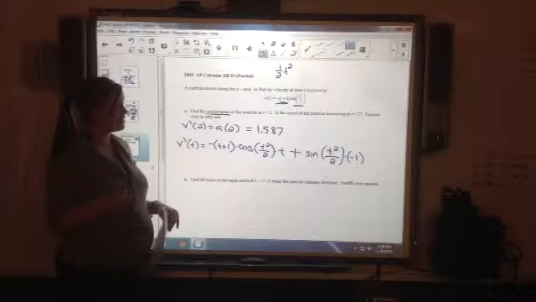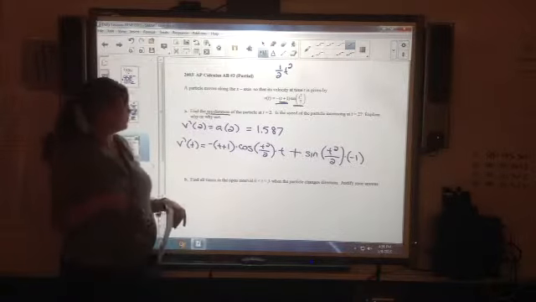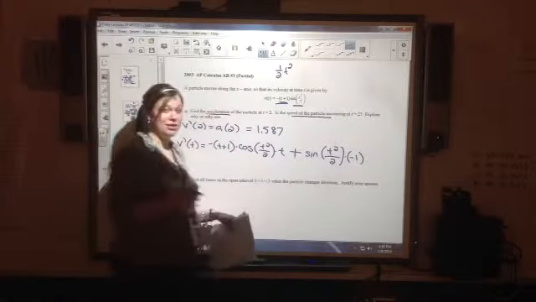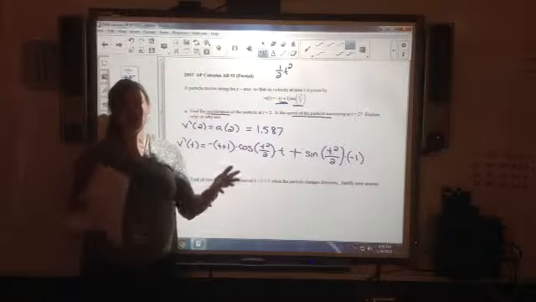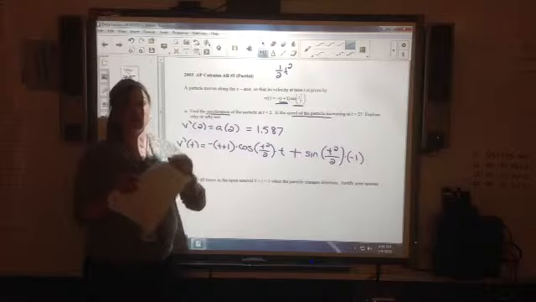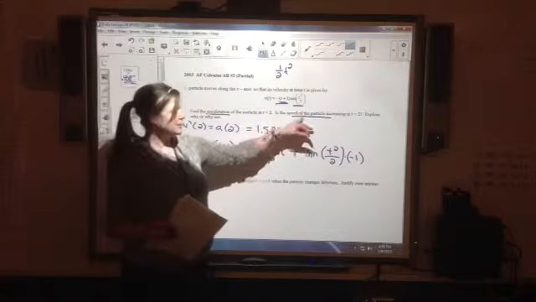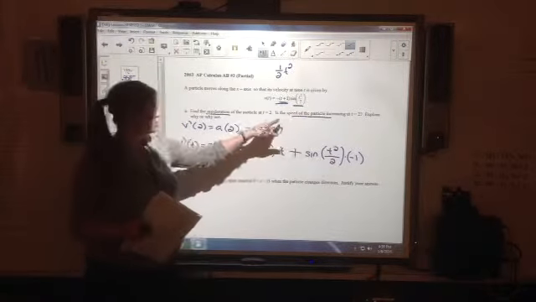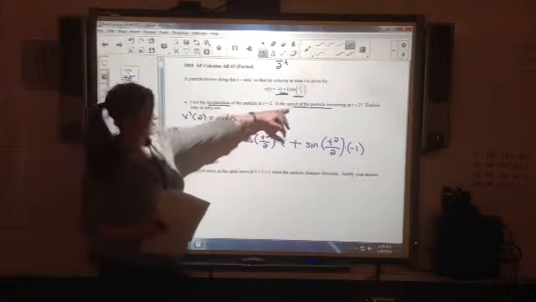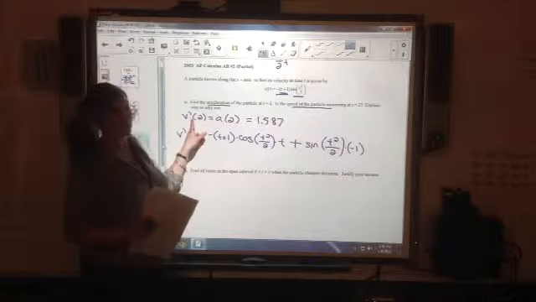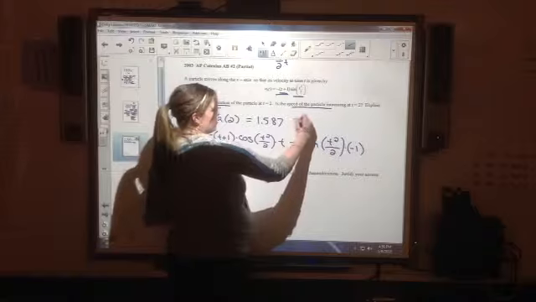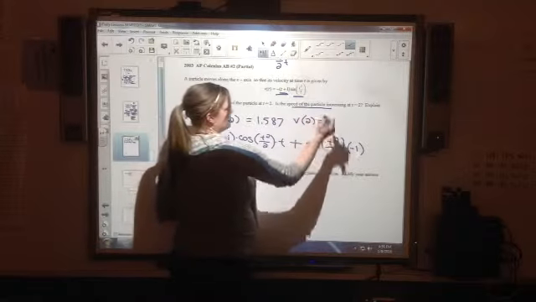The next thing, is the speed of the particle increasing at t equals 2? In order for speed to be increasing, you should be thinking about acceleration and velocity. If they have the same signs, the speed is increasing. If they have different signs, the speed is decreasing. So I already know the derivative of velocity, the acceleration at time t equals 2. So I just need to know the velocity at time t equals 2.